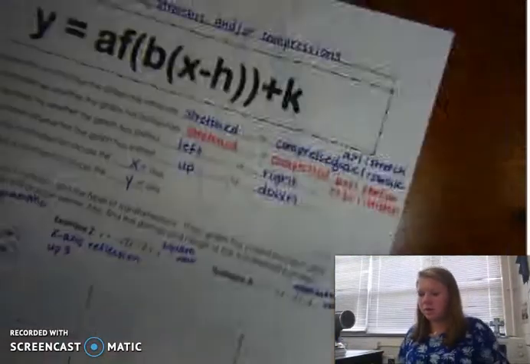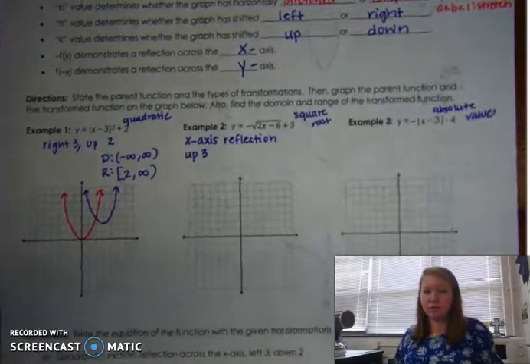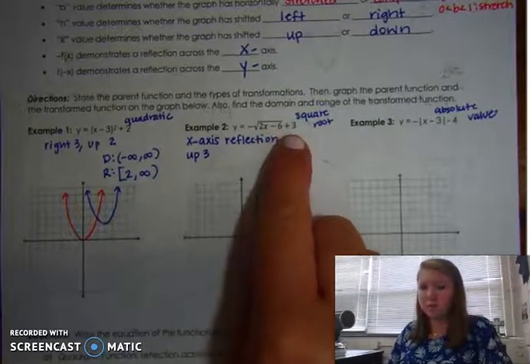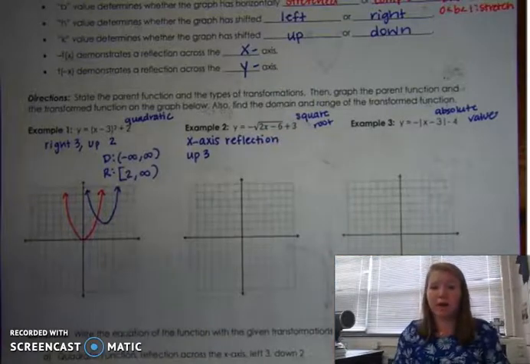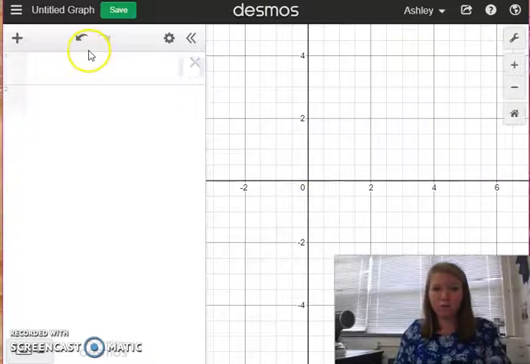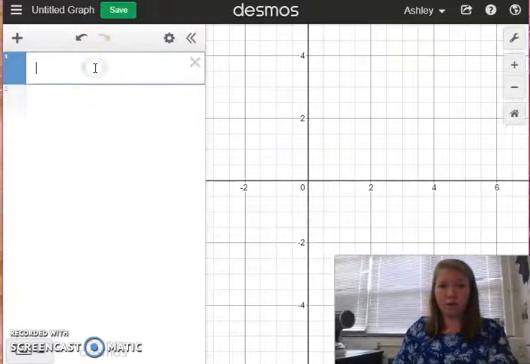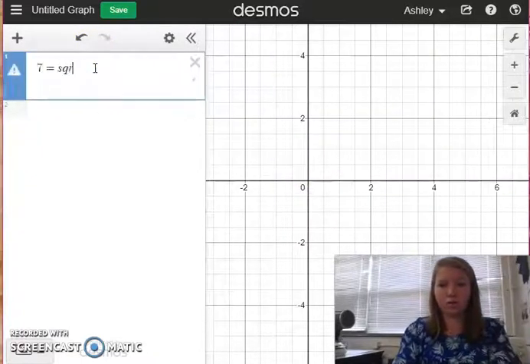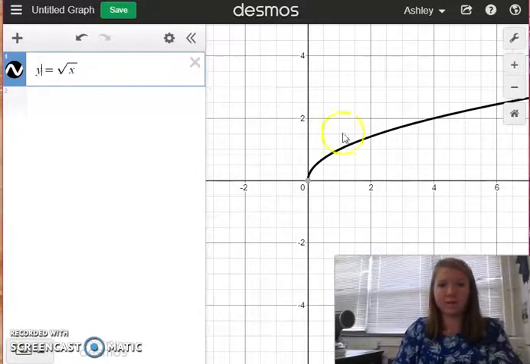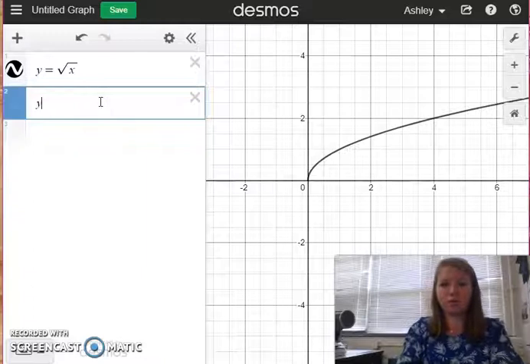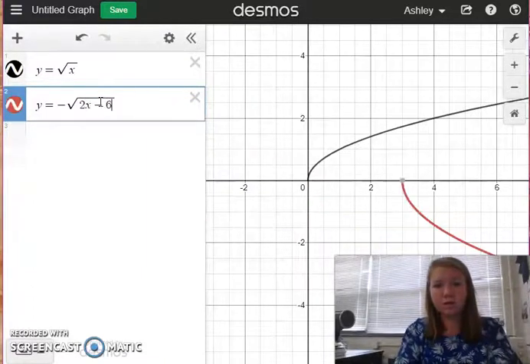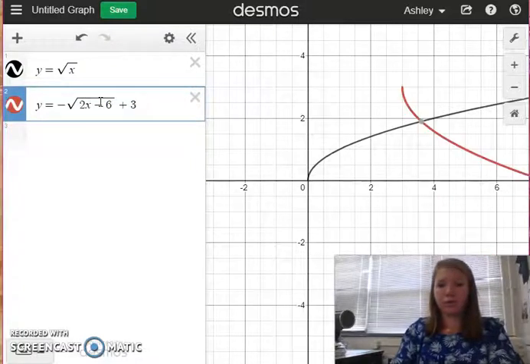And then I want us to look at Desmos for the rest of this. So the 2x minus 6. You may be tempted to say that this has been moved right 6, but let's see what's actually happening. So here is the parent function, y equals square root of x. Alright, and then y equals negative square root of 2x minus 6, and then a plus 3 on the outside.